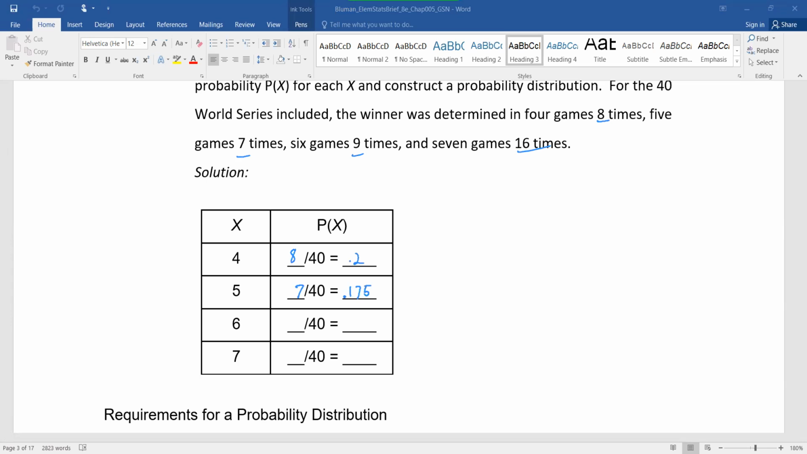Probability of winning in 6 games. Well, what's the first number? How many times did that happen? 9. All right. So 9 out of 40 would be what? How many times did we win in 6 games? 9 times. Good. What's the probability of winning it in all 7 games?